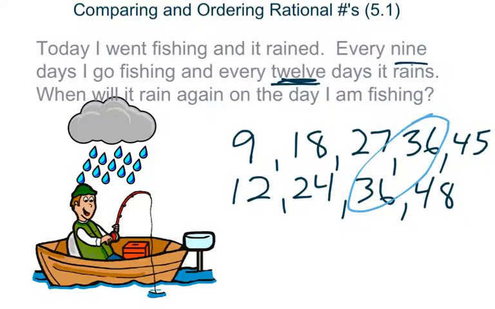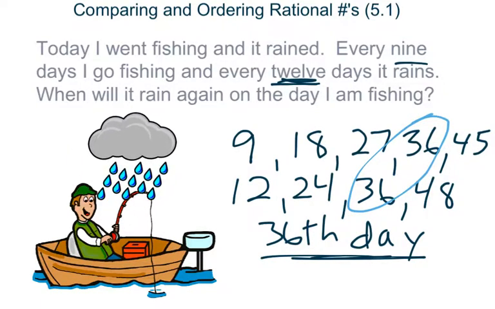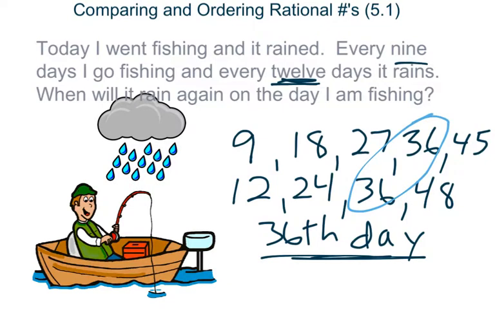So this is called a least common multiple. So on the 36th day, it's going to rain when I'm fishing. And hopefully I'll catch a big one that day, right? Because we all know the fish bite a little better when it rains, right?